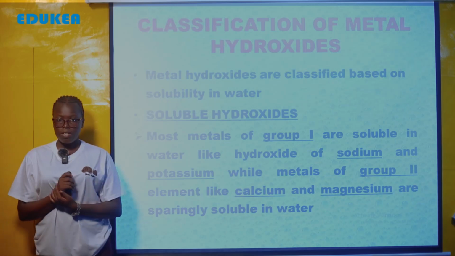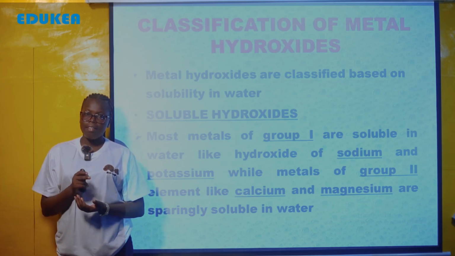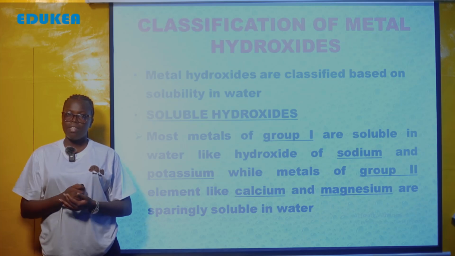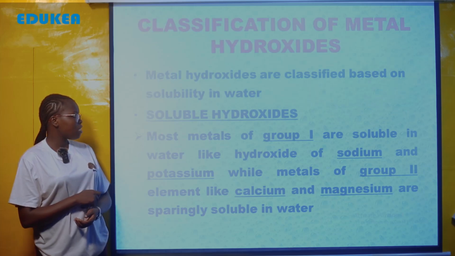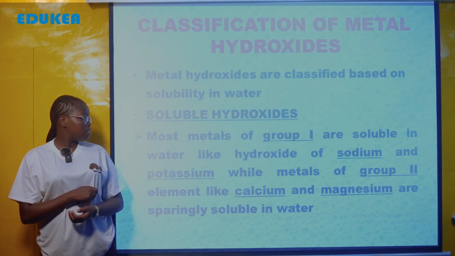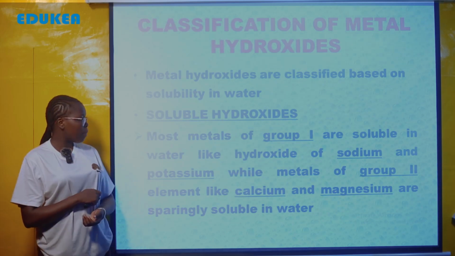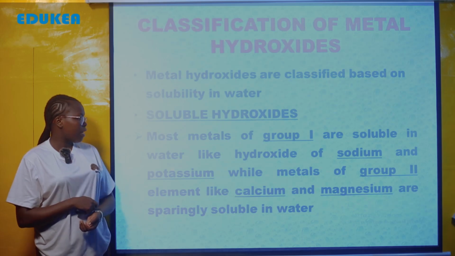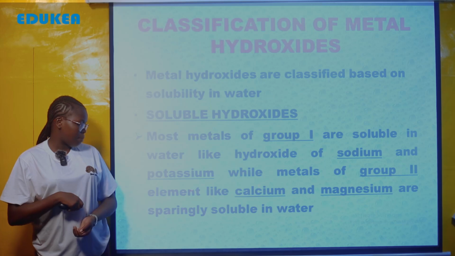Classification of metal hydroxide. Metal hydroxide is classified based on two criteria. The first one is based on solubility, and the second is based on reactivity with acid or base. Let us consider the soluble hydroxides. The term soluble means something which dissolves. Soluble hydroxides include metals of group 1 and group 2. Hydroxides of group 1 like sodium and potassium are soluble in water, while metals of group 2, elements like calcium and magnesium, are sparingly soluble in water.